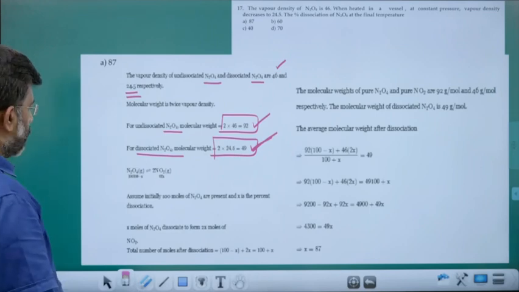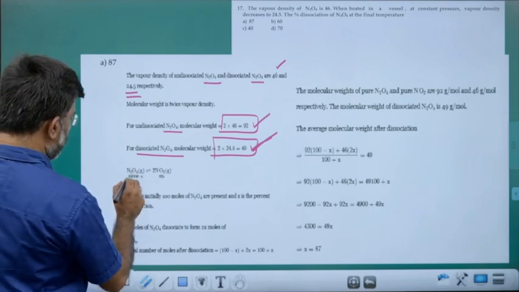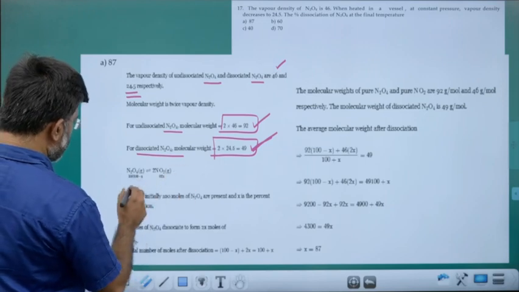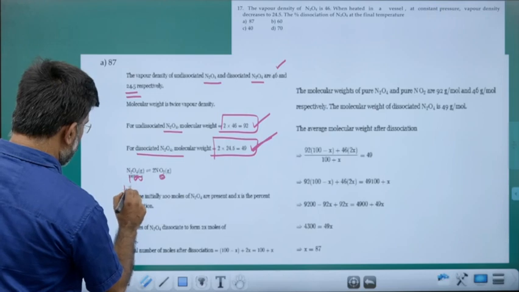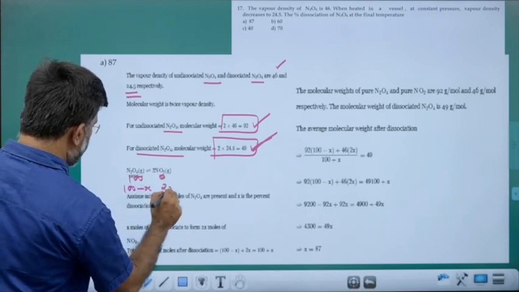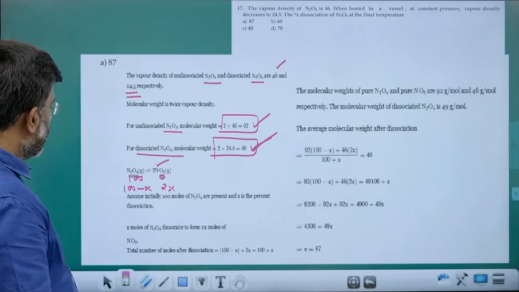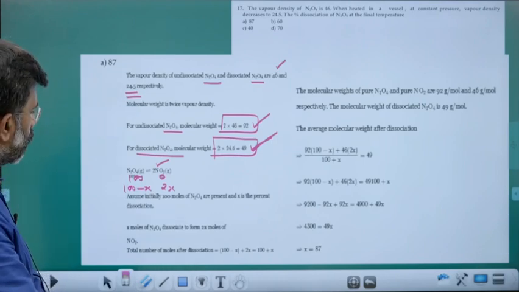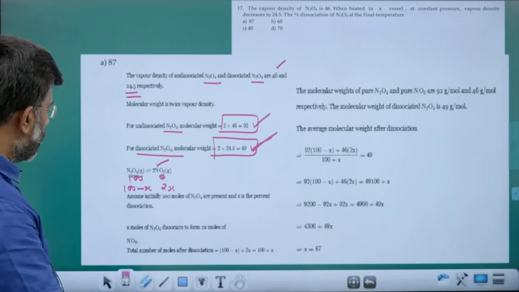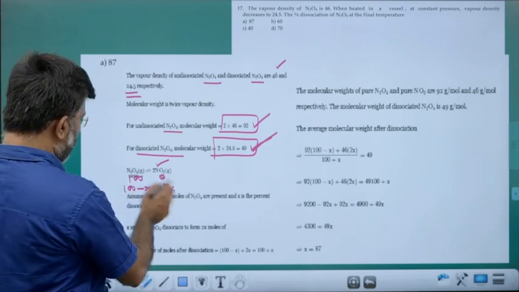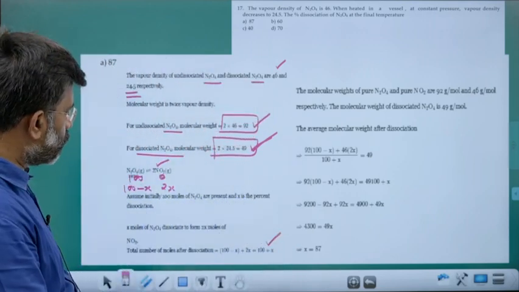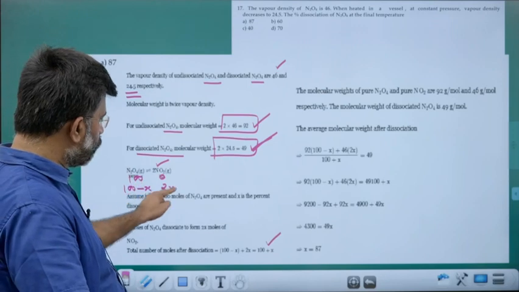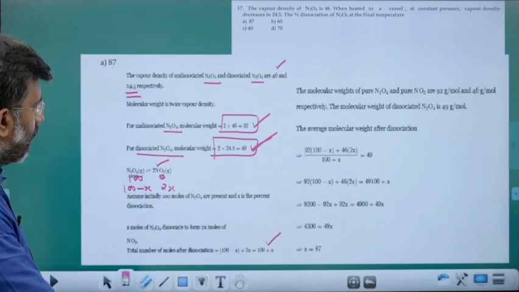Now, suppose we take up this equation, starting with 100 for finding the percentage. Starting with 100, here it is 100, here it is 0. At equilibrium, 100 minus x, and here it will be 2x, as N2O4 gives 2 times NO2. Therefore, the total number of moles after dissociation will be 100 minus x plus 2x, that is 100 plus x.